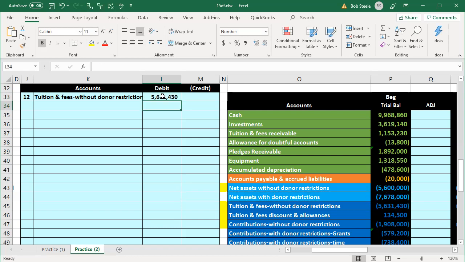Negative of that number. There we have that. Then we have the tuition, fees, discount, and allowances. It's got a debit balance. We're going to need a credit to make it go down.